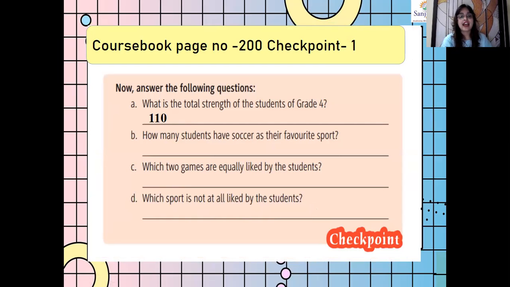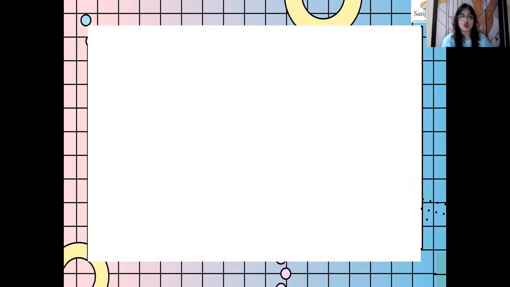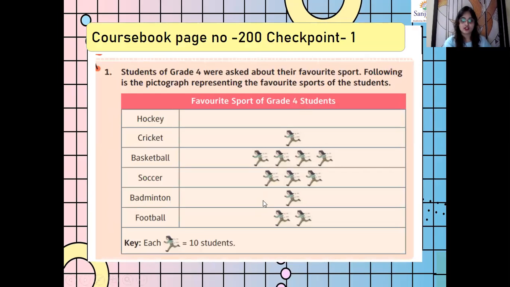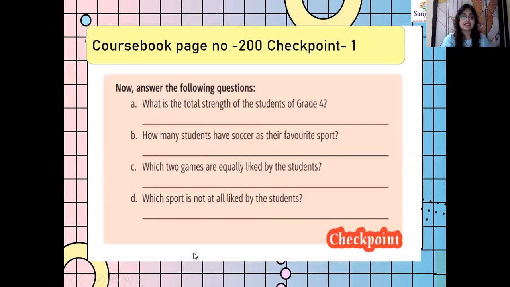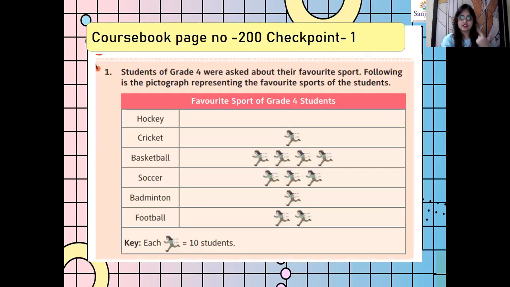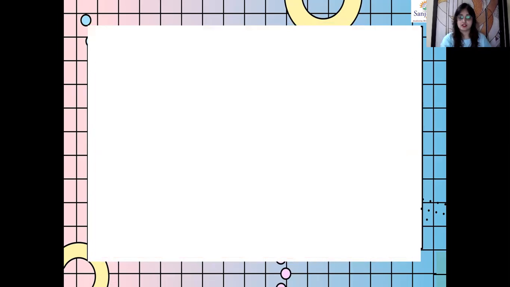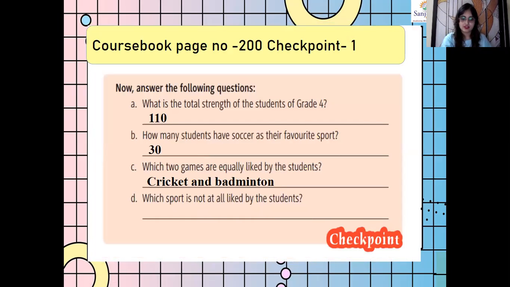How many students have soccer as their favorite sport? How many symbols are given as soccer? 3 symbols. And 1 stands for 10 students. So how many students like? 30 students, right? Then which two games are equally liked by the students? That is cricket and badminton. Cricket and badminton both are liked by 10 students. That is equal. So cricket and badminton.